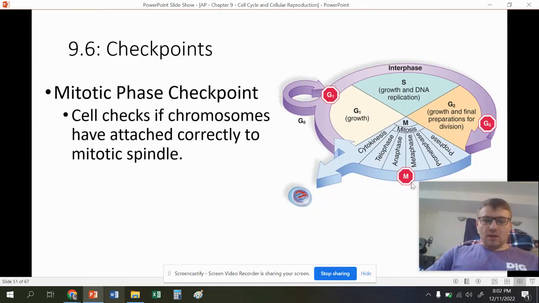The last checkpoint is the mitotic checkpoint. This is going to make sure the chromosomes have attached correctly to the spindle fibers and then split properly afterwards. That is important because every new cell needs the right number of chromosomes and DNA. So if it doesn't, it's going to stop and make sure that it does have that right genetic code.